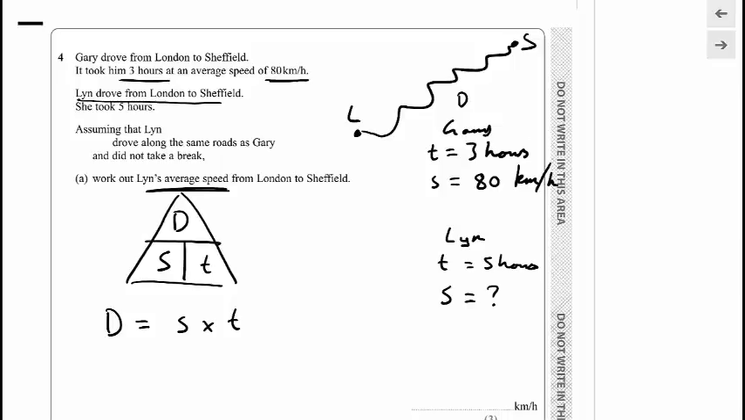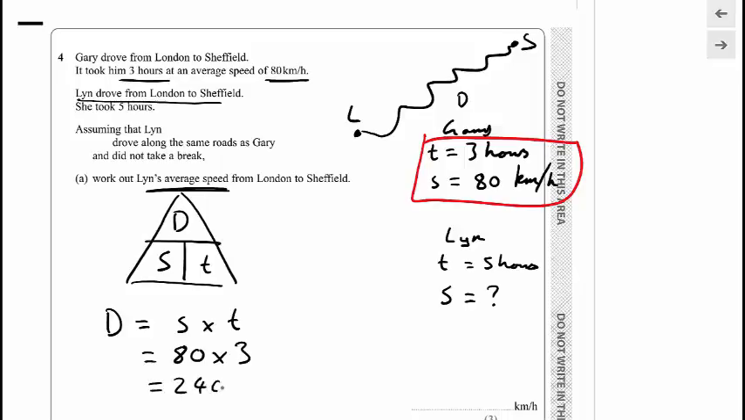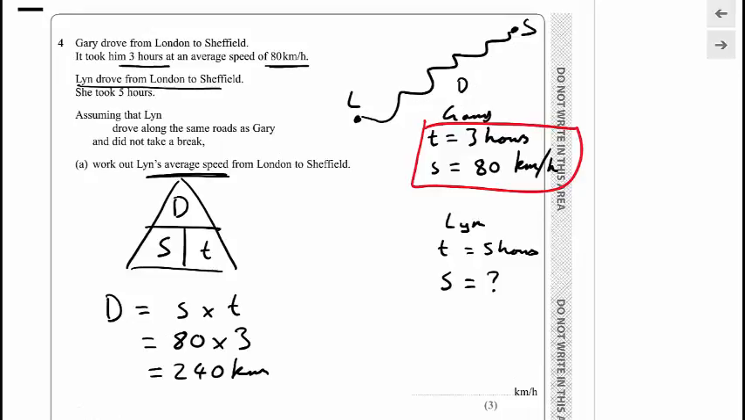So I can use Gary's information, because I've been given the time and I've been given the speed, so therefore I can find out the distance. So I can then say, well, the distance is equal to speed, which is 80, times time, which was 3. So what is 80 times 3? It's 240. So what is the unit? Well, I've been given it in kilometres per hour, and I've been given his time in hours, so therefore it must be kilometres. So the distance from London to Sheffield must be 240 kilometres.